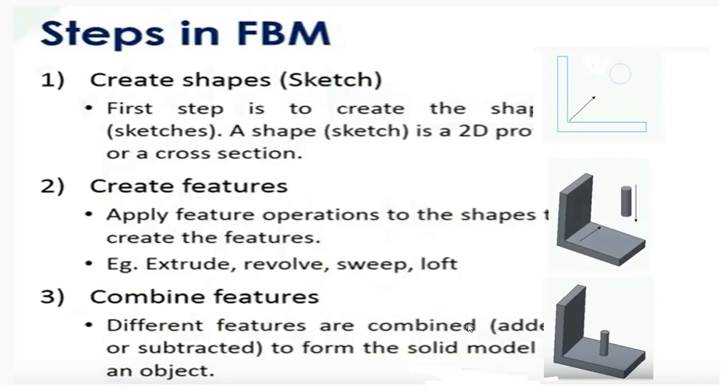Then the third step is combine the features. Different features are combined, or you can say added or subtracted, to form the solid model of an object. When you combine these two, you will get the required solid object.